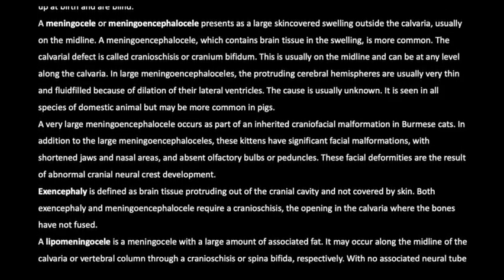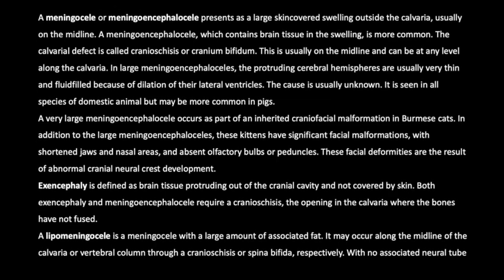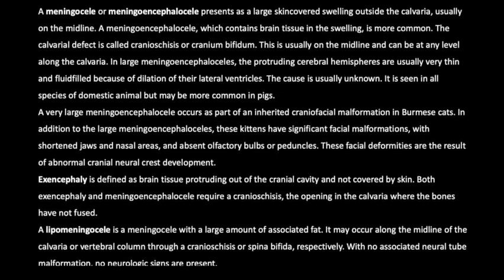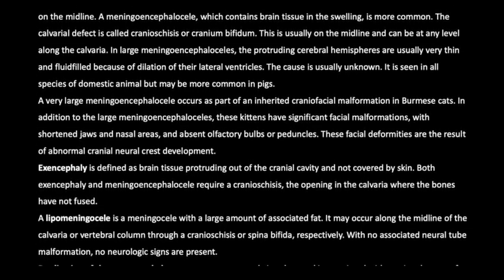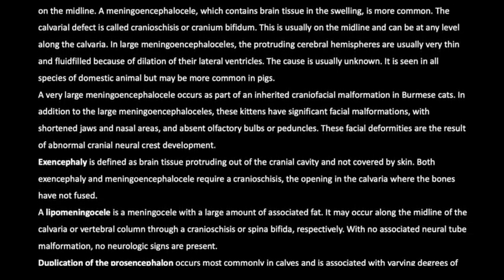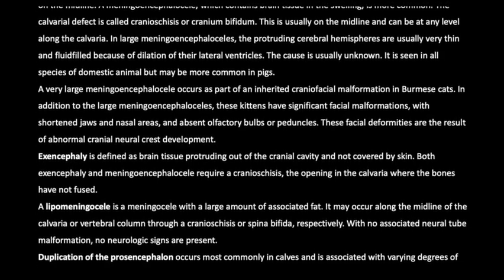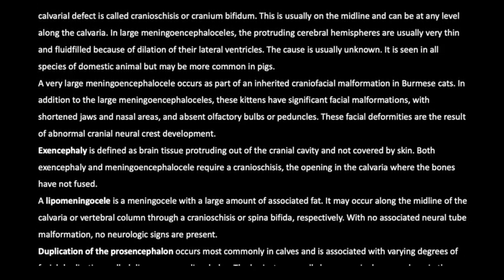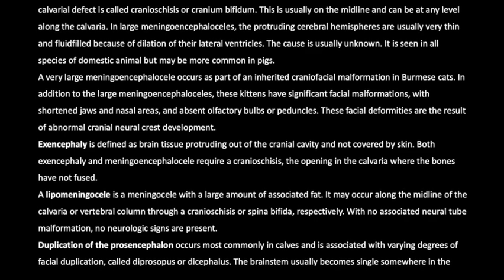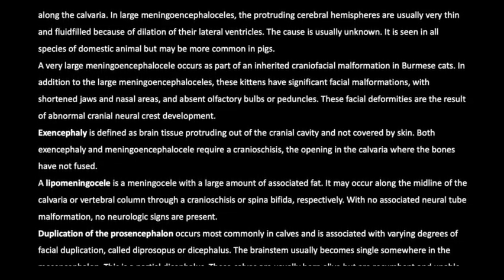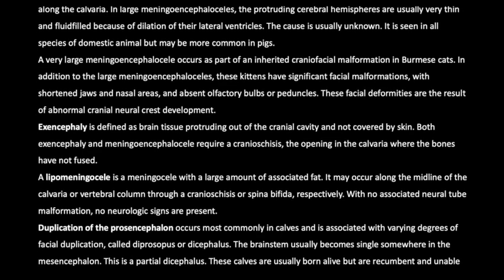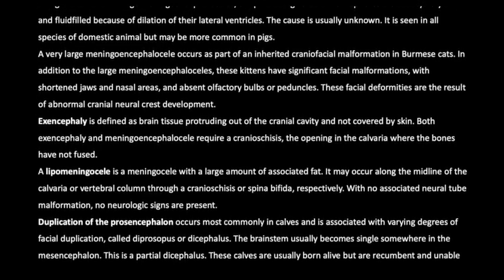This is usually on the midline and can be at any level along the calvaria. In large meningoencephaloceles, the protruding cerebral hemispheres are usually very thin and fluid-filled because of dilation of their lateral ventricles. The cause is usually unknown. It is seen in all species of domestic animal, but may be more common in pigs. A very large meningoencephalocele occurs as part of an inherited craniofacial malformation in Burmese cats.